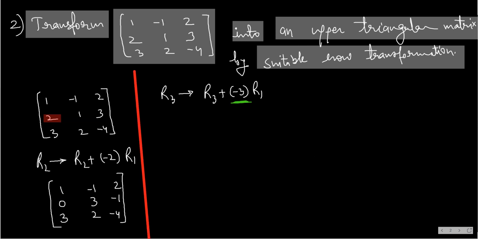So the next thing I will get is, see, R3 changes to, R1 will not change and R2 will also not change. 1, minus 1, 2, and R2 will not change. 0, 3, minus 1. What will change? R3 will change. How? See, minus 3R1. Multiply minus 3, add it. 0. Multiply minus 3. So this will become 3. Add it. 5. Multiply minus 3. It will become minus 6. And add it. You get minus 10. So I got 0, 0.